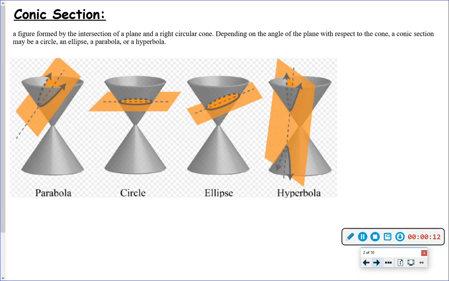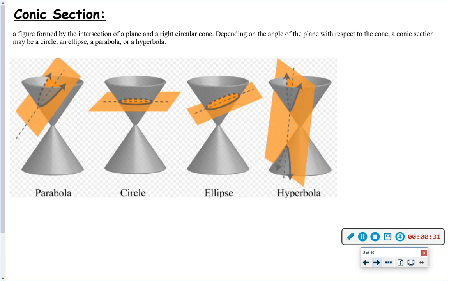Conic section, a figure formed by the intersection of a plane and a right circular cone. Depending on the angle of the plane, you can see in the picture the planes are orange. With respect to the cone, a conic section could be a circle, ellipse, parabola, or hyperbola. So those are the 4 different figures we're going to be focused on this chapter: circle, ellipse, parabola, hyperbola.